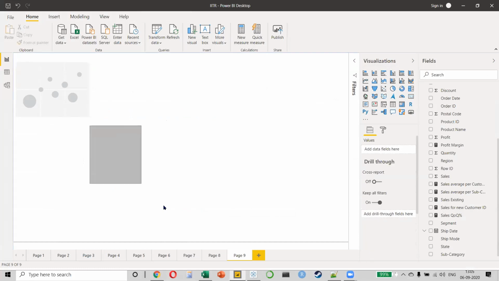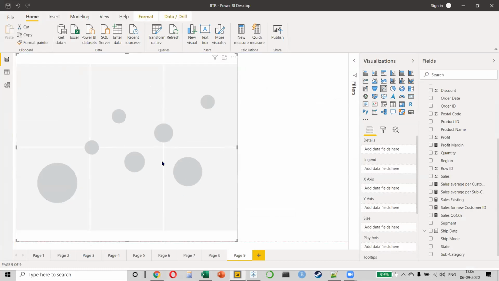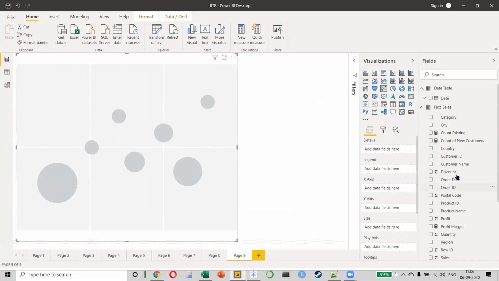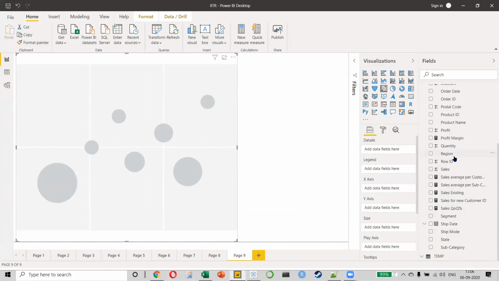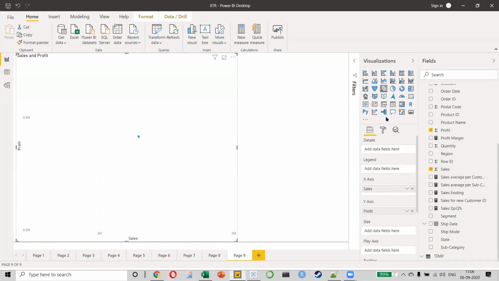And what do we keep in this? We will keep our profit, which will come in my y-axis, and my sales will come in my x-axis. Okay. Can anybody tell me why is there only one dot? It's supposed to be a scatter plot, right? So why is there only one dot? Because it has taken total profits and total sales. Because we have not given anything in the detail, it is basically thinking that the organization is only one entity. But we know that there are multiple details.